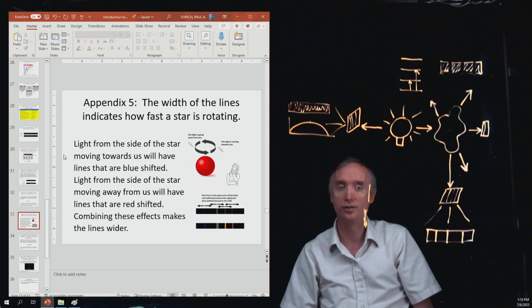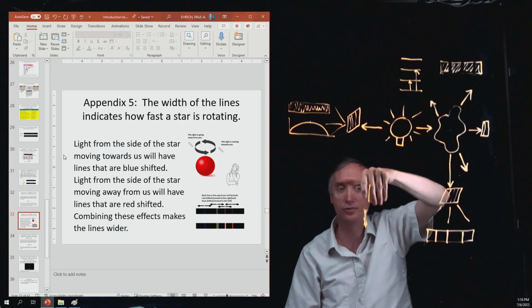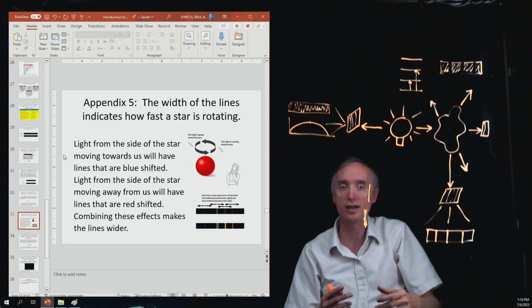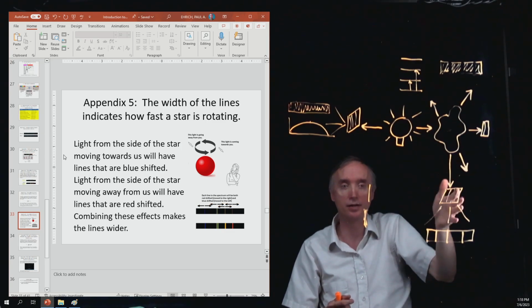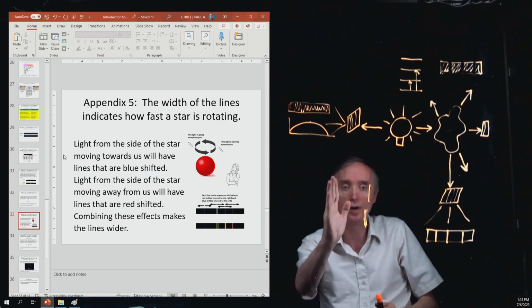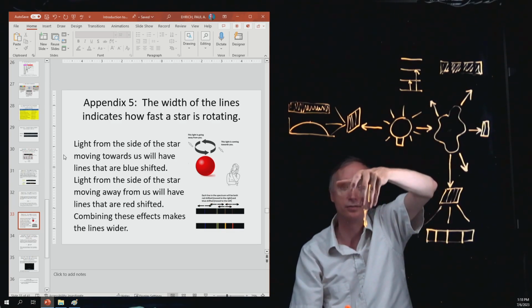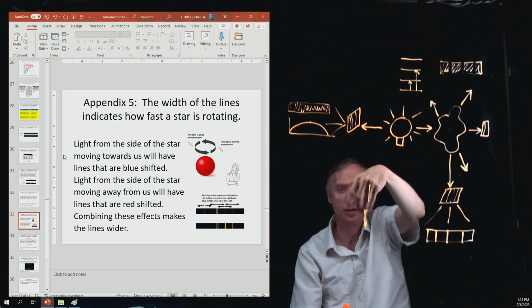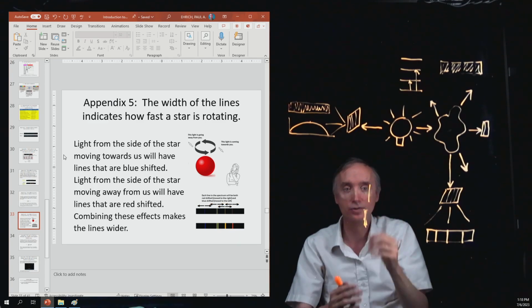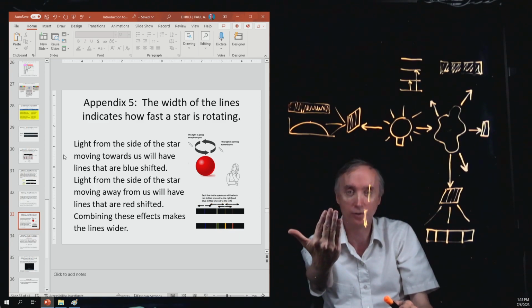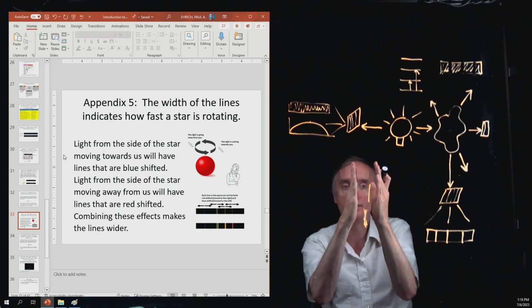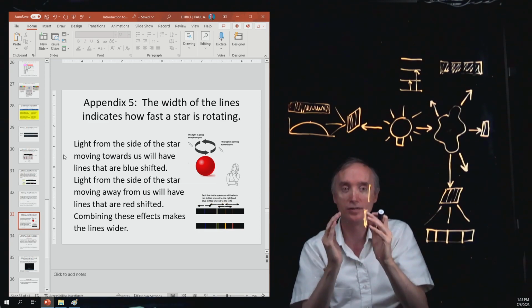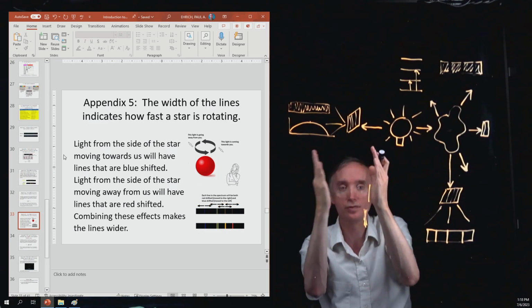Okay, this one you should be able to understand. So how fast is the star rotating? You can understand that because some of the light is coming towards you if it's on this side, and some of the light is moving away from you because it's on the other side, because the star is turning, meaning some of the light is coming towards you and some of it's Doppler shifted away from you. And so that's going to take the lines and spread them apart because it's being Doppler shifted to the right and also to the left.